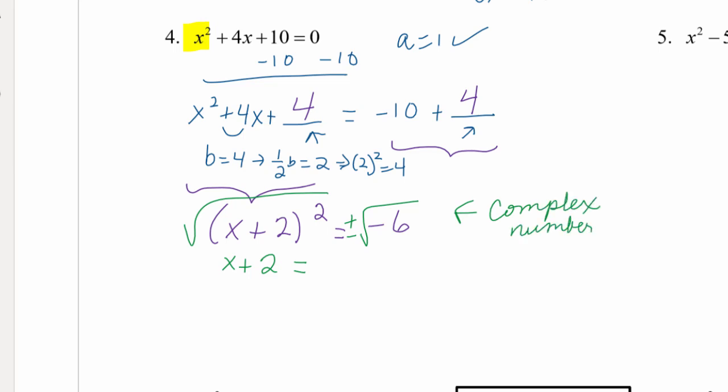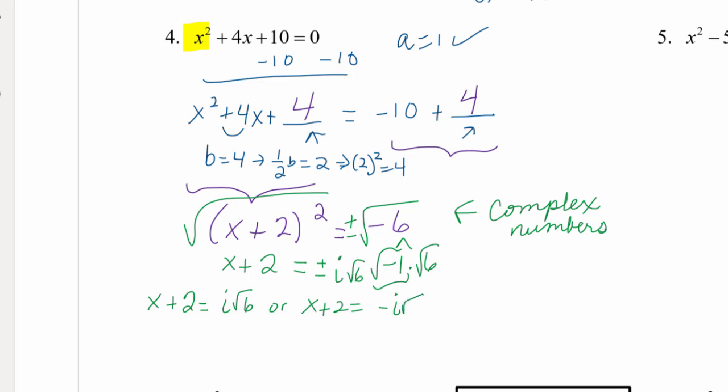So let's factor out that i, right? So this is negative 1 times 6. And we're going to take the square root, and the square root of negative 1 is i. So this becomes plus or minus i times the square root of 6. Okay, so that means we have two equations to solve. We have x plus 2 equals positive i square root of 6, or x plus 2 equals negative i square root of 6. Add the 2 over, or subtract 2 to solve for x.